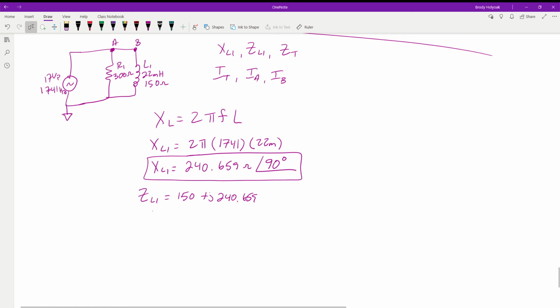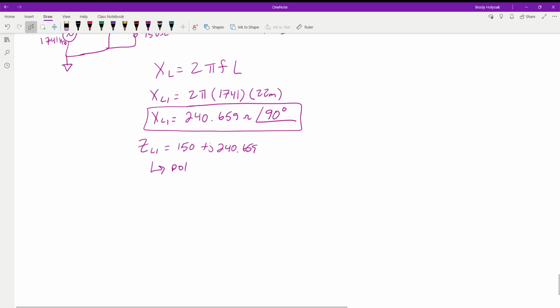Okay, so now we need to take this value and convert it into polar, because we're going to be using it to find all of our impedances. Our total impedance has to be in parallel, so we're going to be doing some division. So we need to convert this to polar. When we do that, the total impedance for L1 comes out to be 283.578 ohms at an angle of 58.065 degrees.